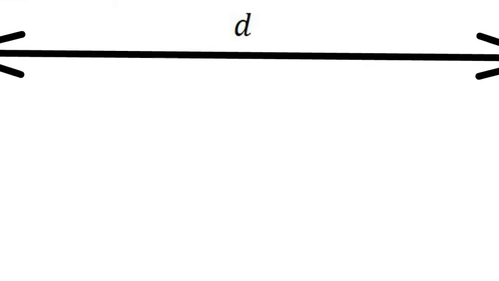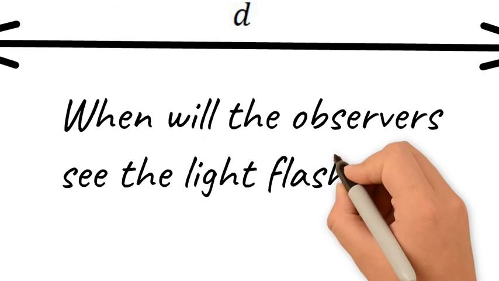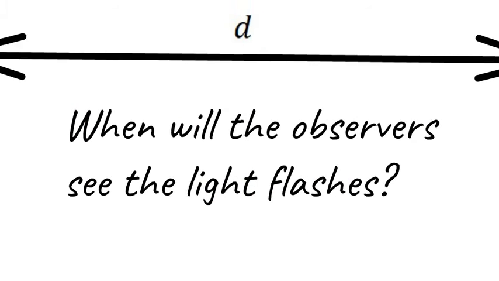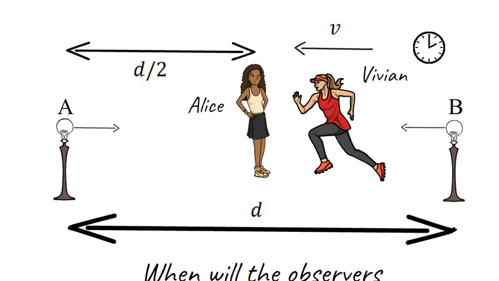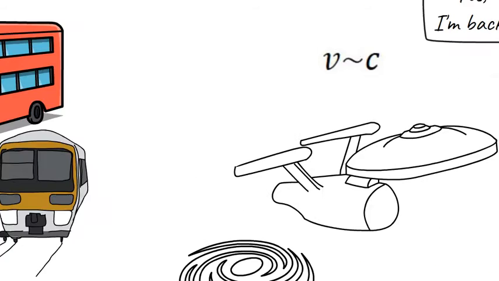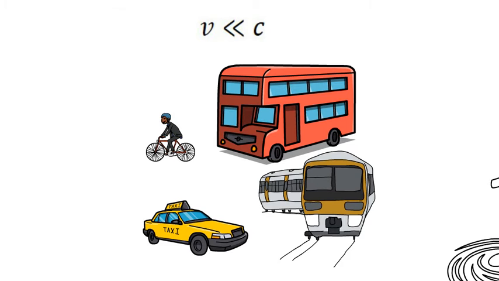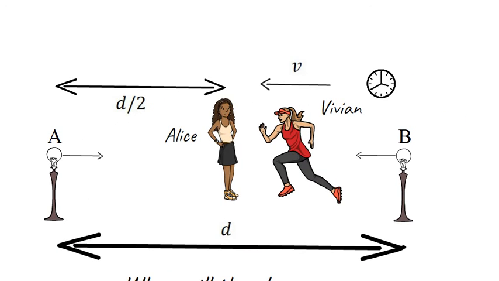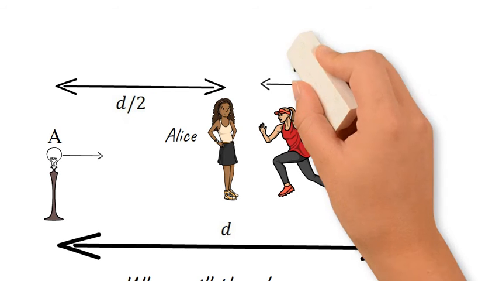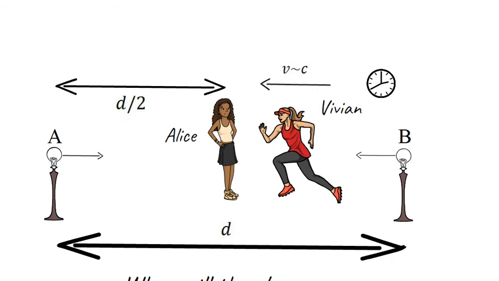It's natural to ask, when will Alice and Vivian see the light flashes? In our own experience, this question doesn't make sense, as we know that the flash of light will be seen by Alice and Vivian at the same time. This is because, as we said before, in our lives we move at speeds much lower than the speed of light, right? But now, let's suppose that Vivian can run as fast as a fraction of the speed of light. What will they see in this case?